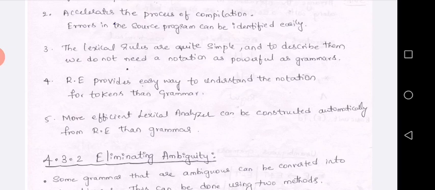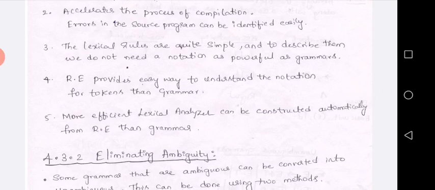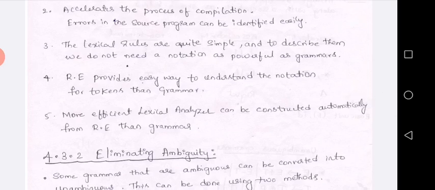Then the lexical rules are quite simple, and to describe them we don't need a notation as powerful as grammars. In the case of grammar, we use different kinds of notations, like for terminals we use one, for non-terminals we use another, for the start symbol and so on. There are a lot of types of notations, complicated versions of notations, that we use in a grammar. But in the lexical part, in the case of tokens and regular expressions, we are not going to use such complex notations. That is also one of the advantages.